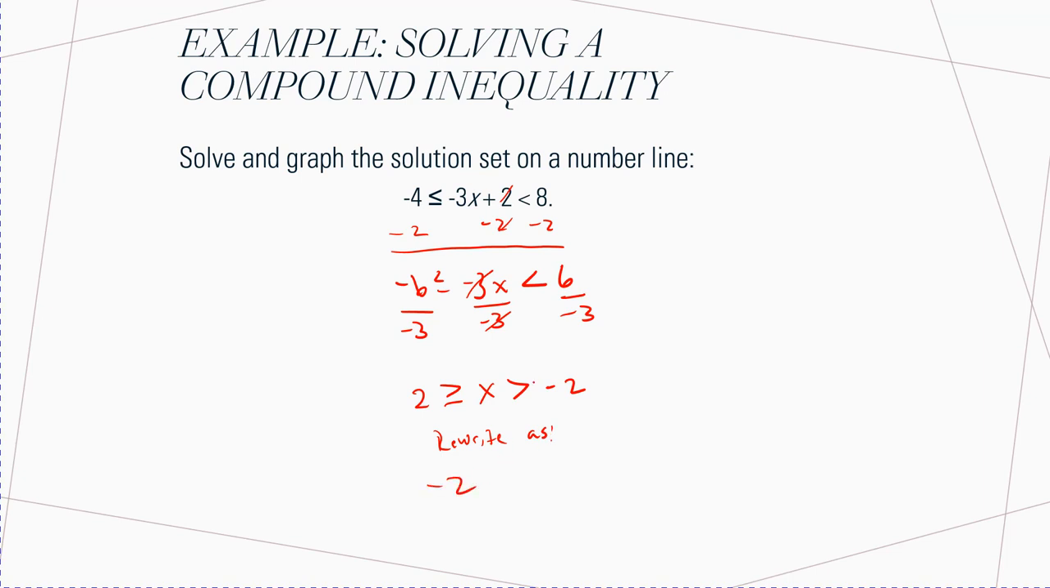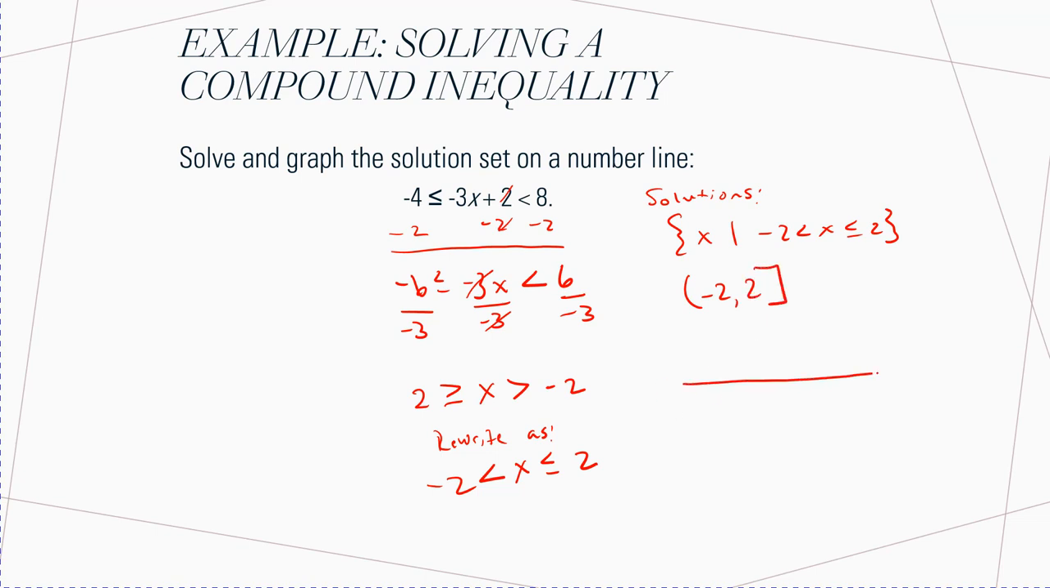Negative 2 is less than x, because the mouth of the inequality opens up towards the same value, is less than or equal to 2. So in set builder notation, you're going to show the solutions: x such that minus 2 is less than x, which is less than or equal to 2. You can show it as minus 2 to 2 and then close bracket there.